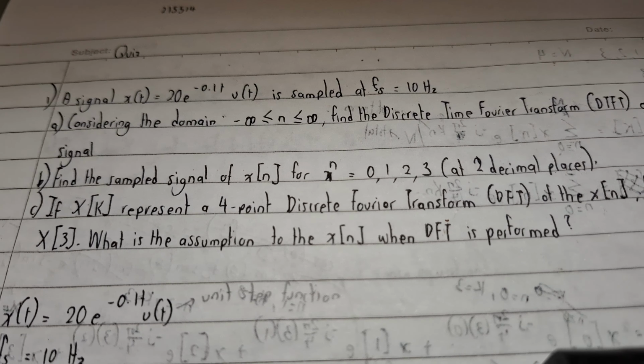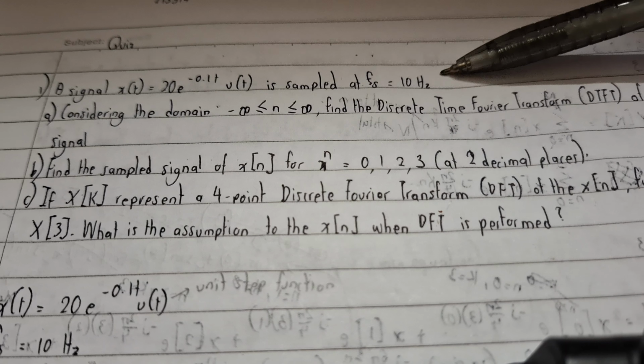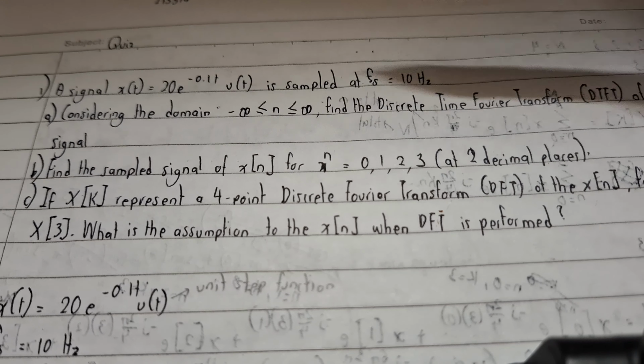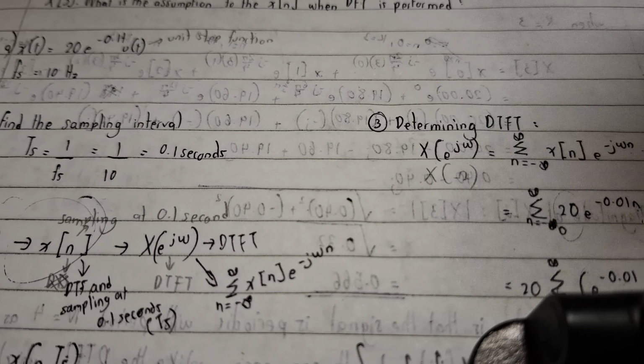For question number 1, it states that a signal is given by x(t), which is sampled at fs equal to 10 hertz, and it asks us to find the discrete time Fourier transform, which is the DTFT of the signal. So now I would like to explain the equation here.